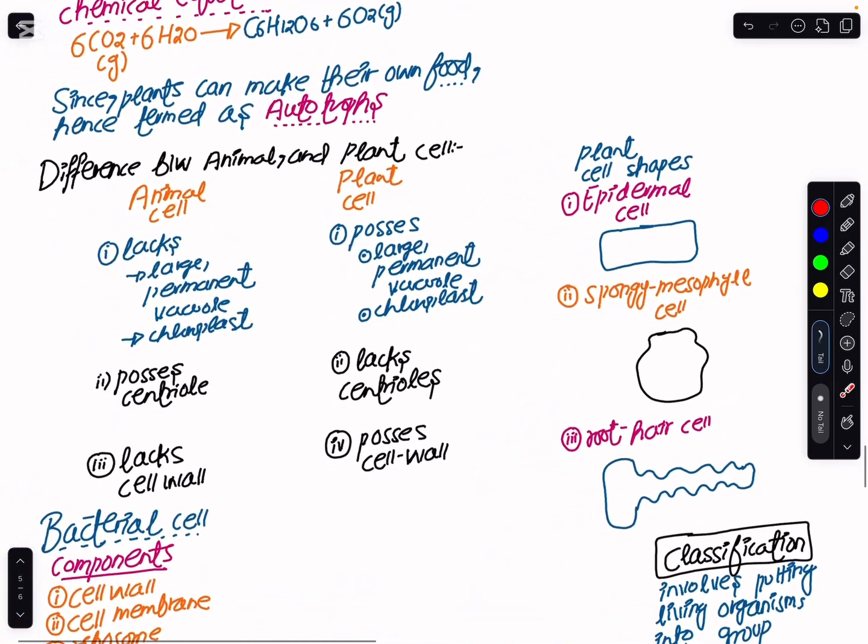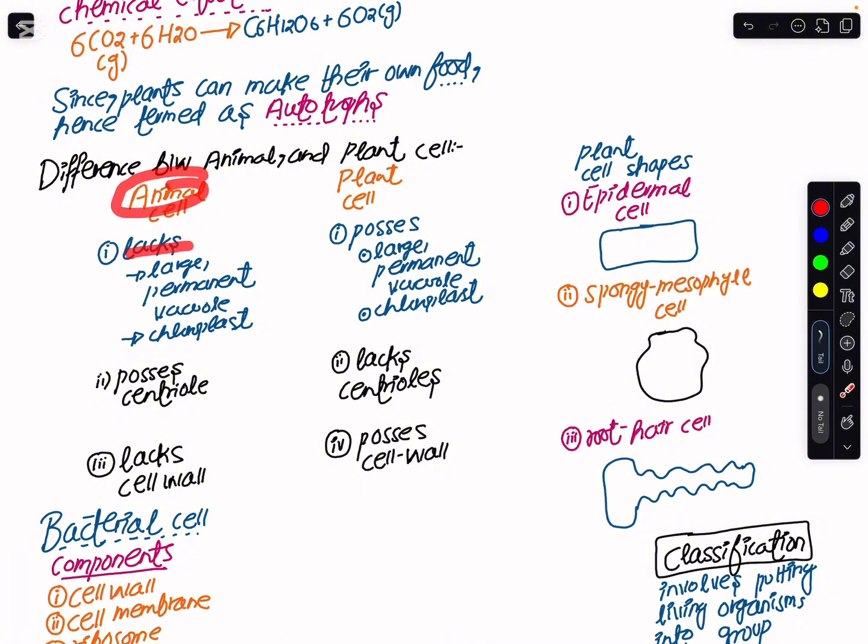And here again, we must not forget to now differentiate between the animal and the plant cell. And I hope you would remember now from the previous classes that the animal cells don't have a large permanent vacuole, but the plant cells have got a large permanent vacuole. In the animal cells we didn't see any chloroplasts. The plant cells are going to have them.